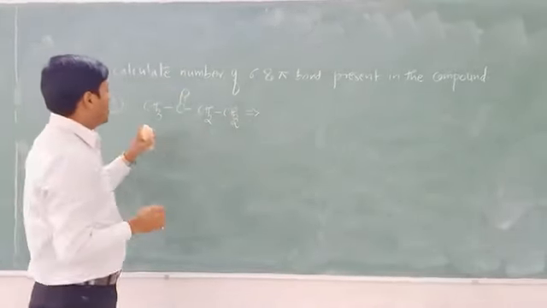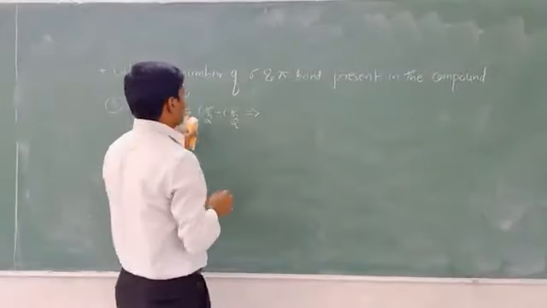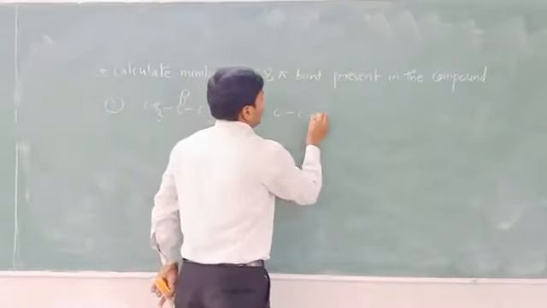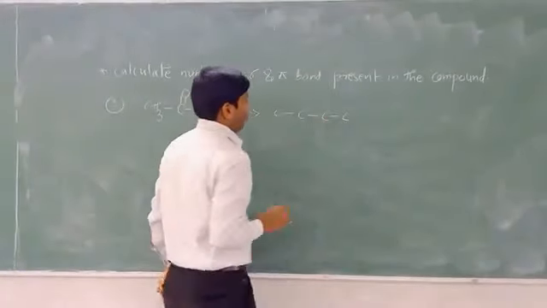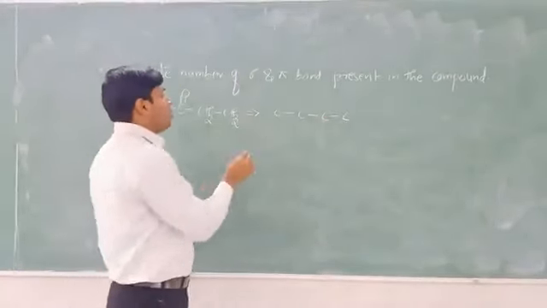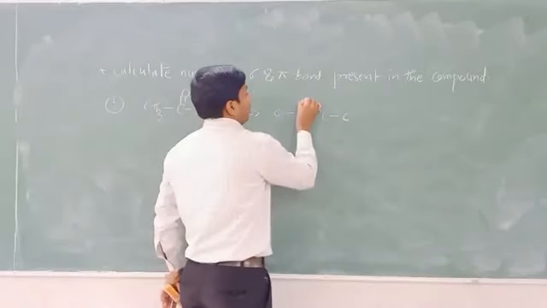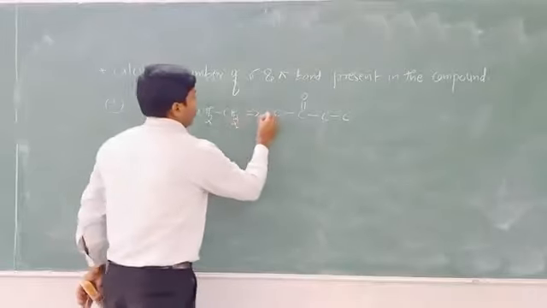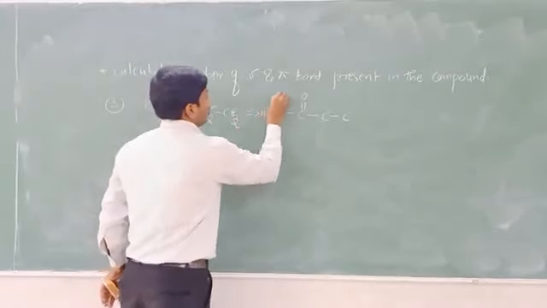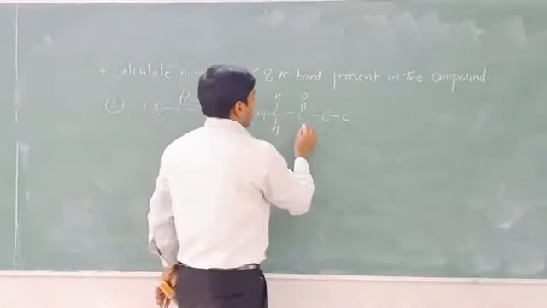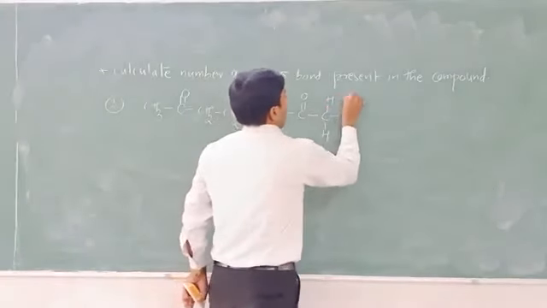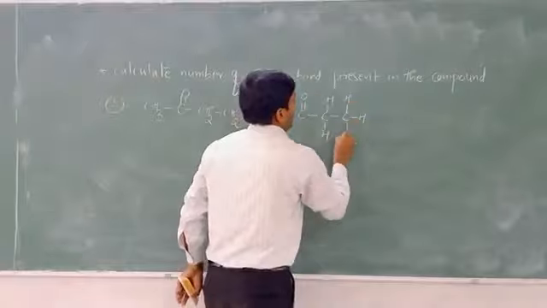First of all I will write the structural formula. There are 4 carbon atoms: 1, 2, 3 and 4. On the second carbon atom, a functional group is there, the ketonic functional group. I write the oxygen as it is. Then I write the hydrogen atoms: 1, 2, 3 on the first carbon, 1, 2 on the third, then 1, 2 and 3 on the fourth.